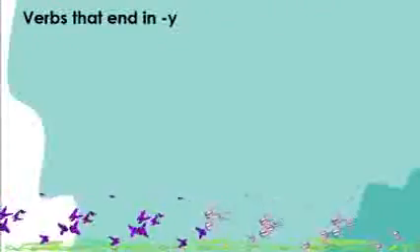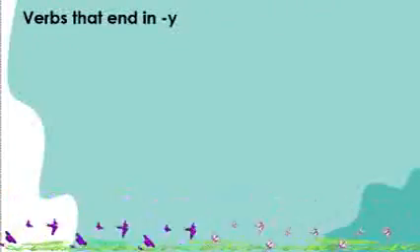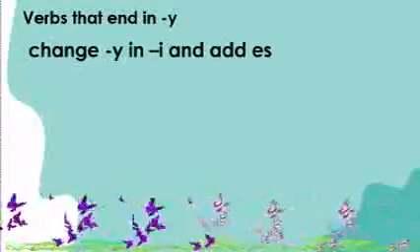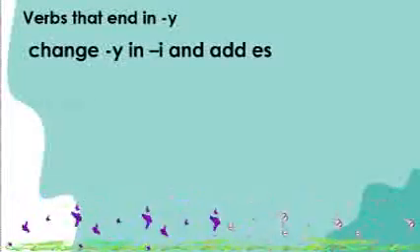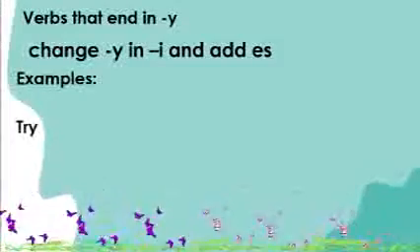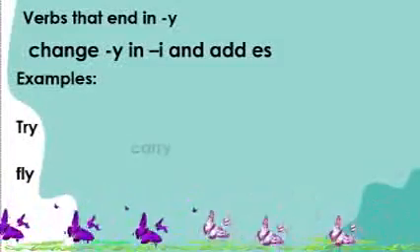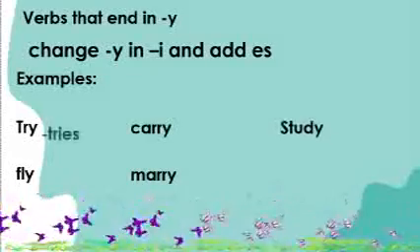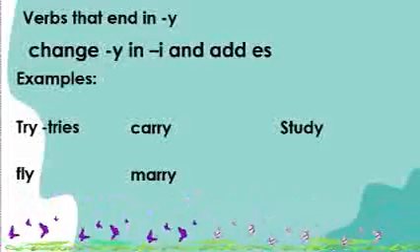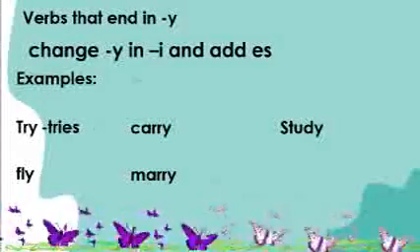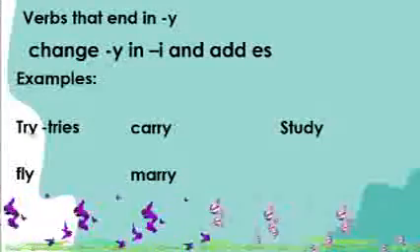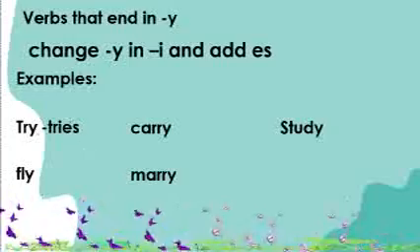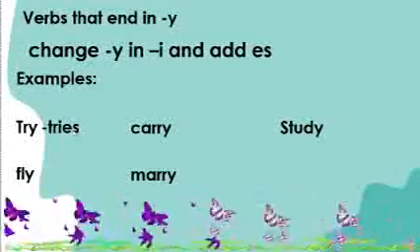Next is when the verbs end in Y. When the verbs end in Y, we have to change Y into I and we add ES. For example, we have here try, fly, carry, marry, study. Now, in try, we write the T and R and then the Y we change into I and then we add ES. That's why it becomes tries.